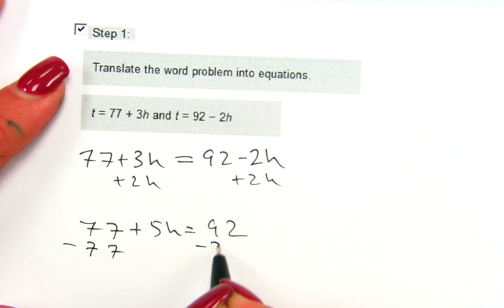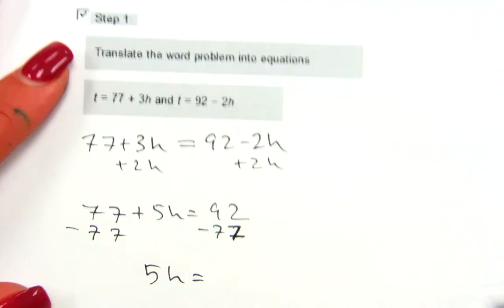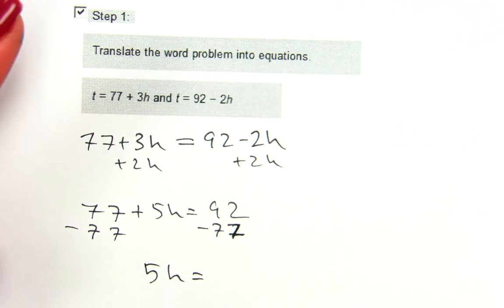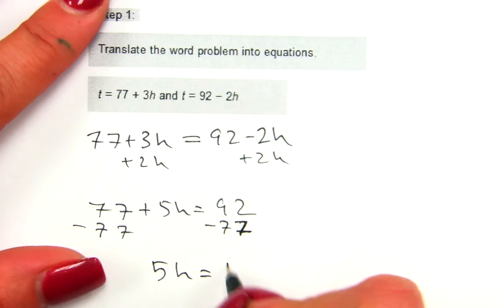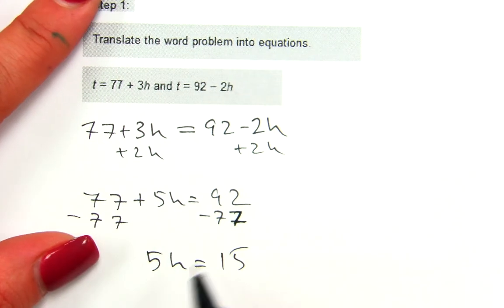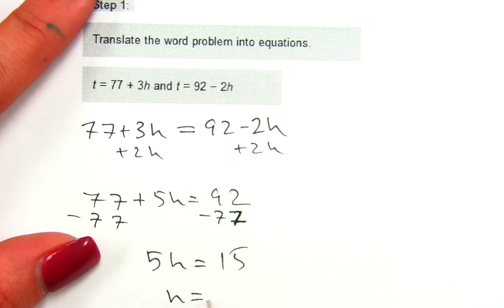Subtract 77 on both sides. So 5H is equal to, I don't want to do this in my head. Let us check, 92 minus 77. 15. Okay. So then we have that H is going to be 3.